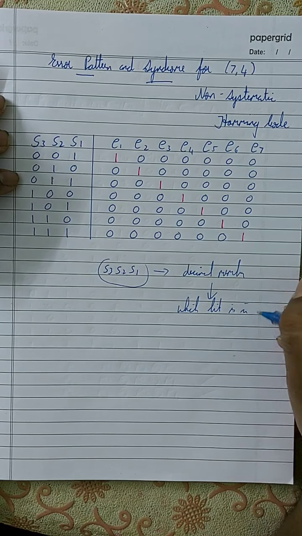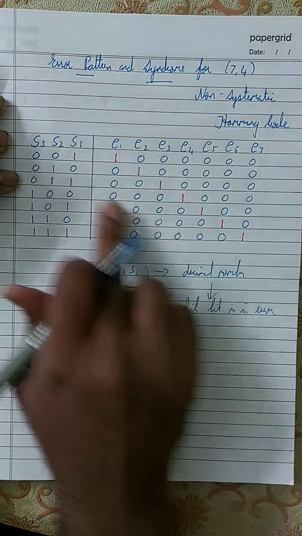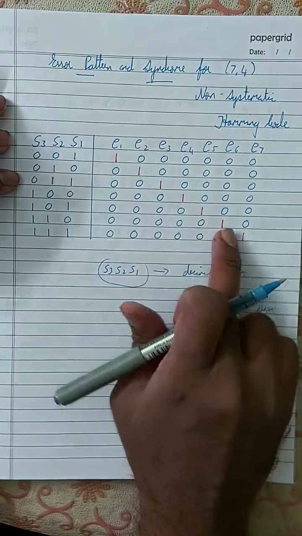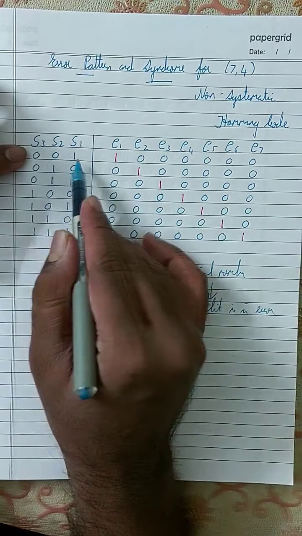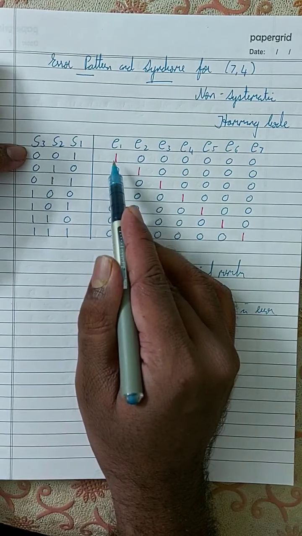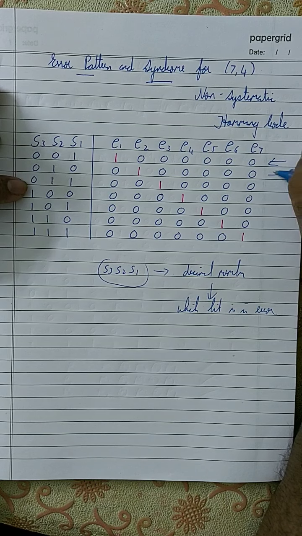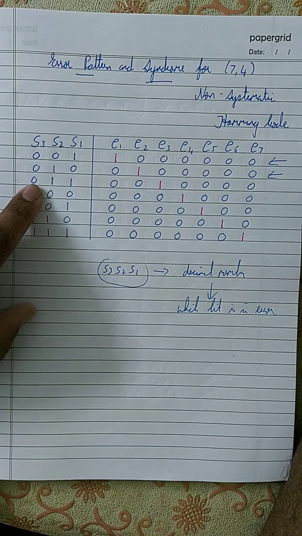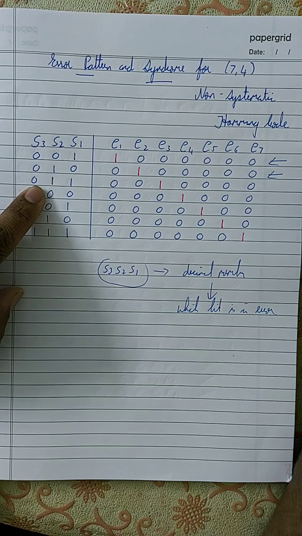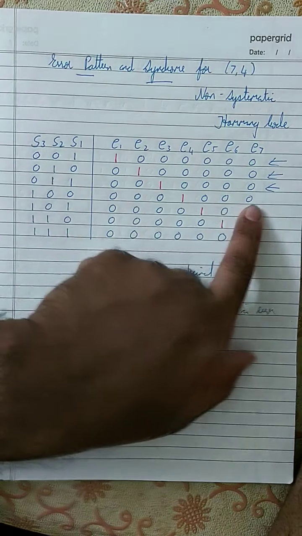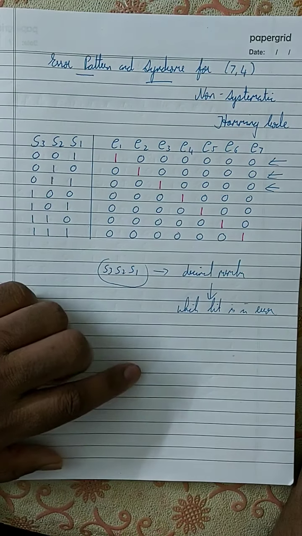Here you can see I have marked all the error bits in pink. Here 001 means the number 1, which means the first bit is in error. In this error pattern, only the first bit is in error. Here only the second bit. Here 011 is the code for number 3, which means the third bit is in error. In this error pattern, only the third bit is in error.